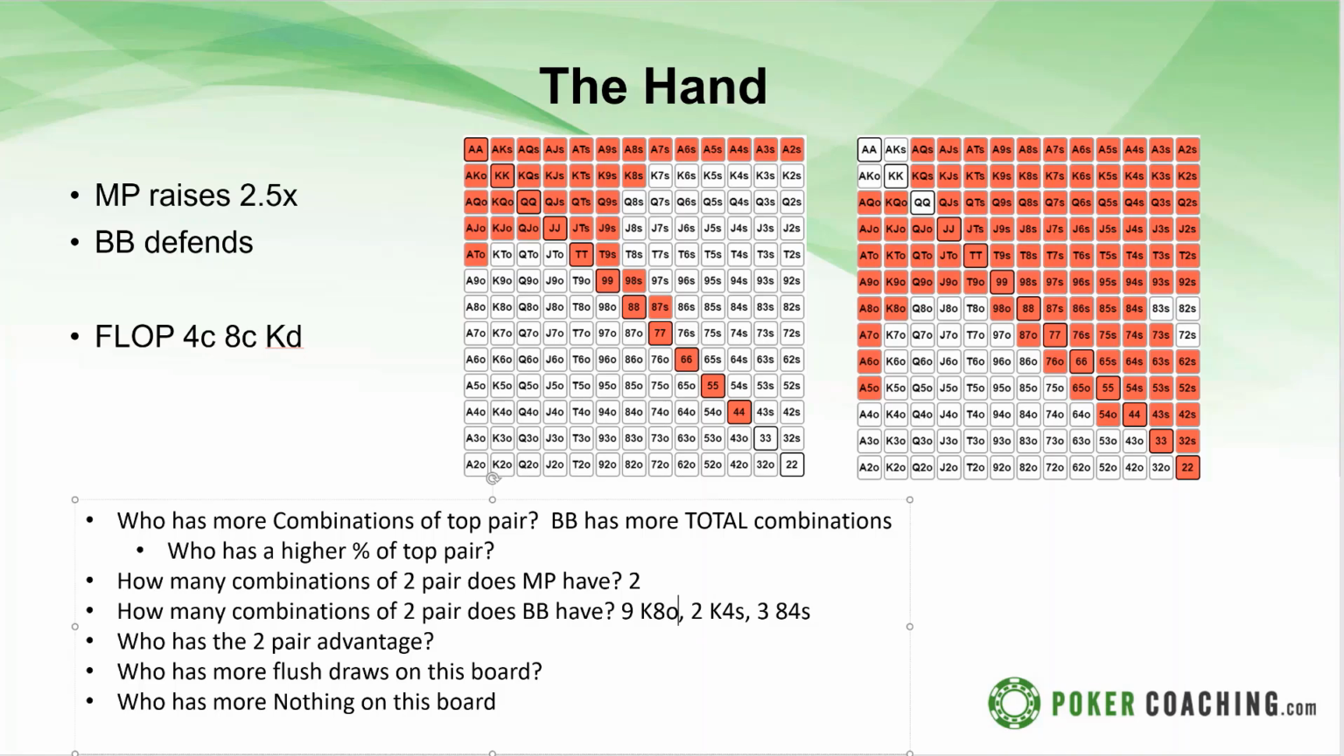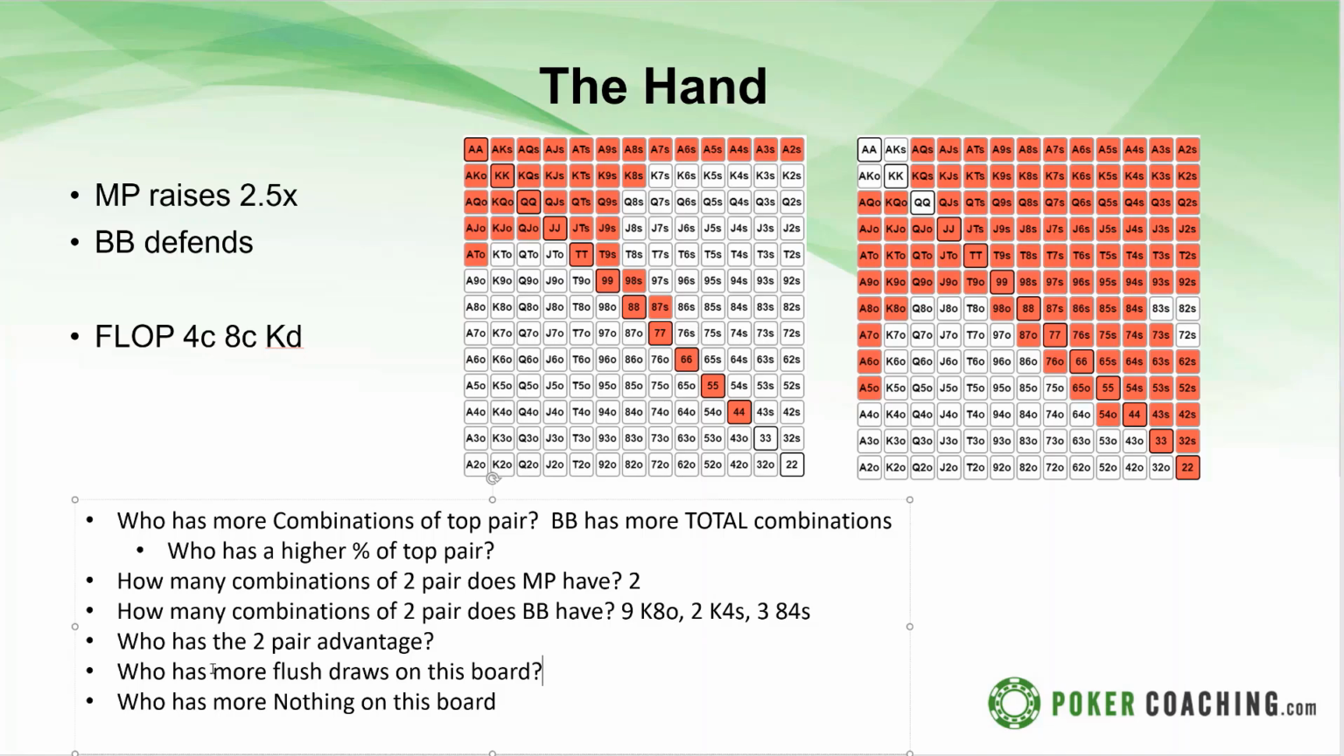So yes, it is difficult to do on the fly, Mike. It does take a lot of practice. As you can see there, I just made a mistake as I'm presenting to 200 people doing it. So there are 14 combinations of 2 pair available here for us in the big blind. Versus the middle position only has 2 combinations total of the 2 pair.